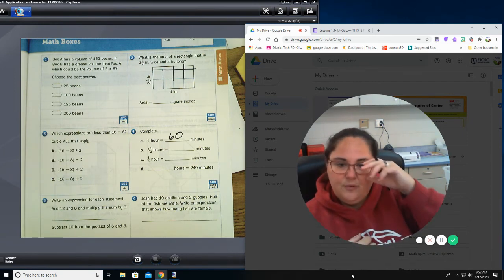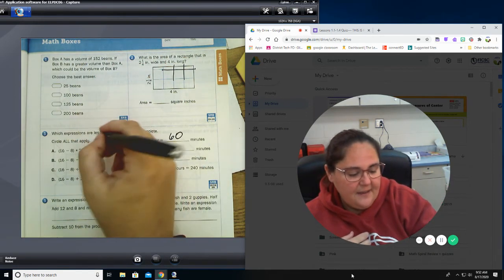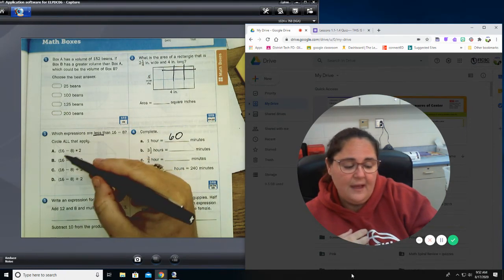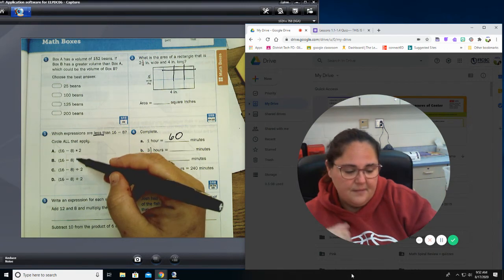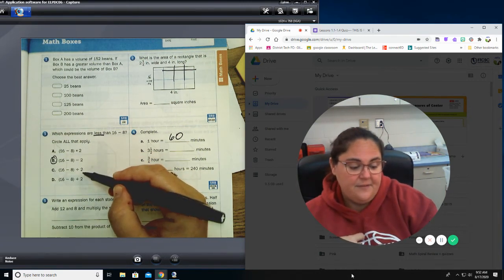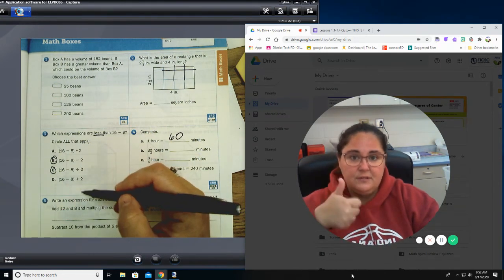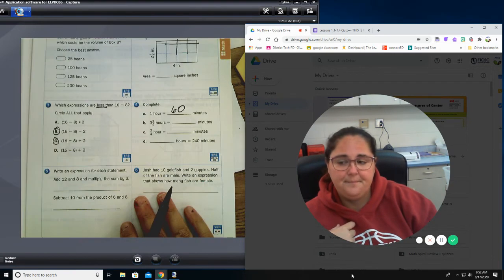We're going to go back to number 3 really quickly, and I'm sorry I jumped ahead. I should have just done this while I was doing it. So I need to find numbers that are less than 16 minus 8. So if I do that number, multiply by 2, multiply means more. Subtract 2, less. Divided by 2, less. Add 2, it's going to be more. So your answer for number 3 should be B and C.